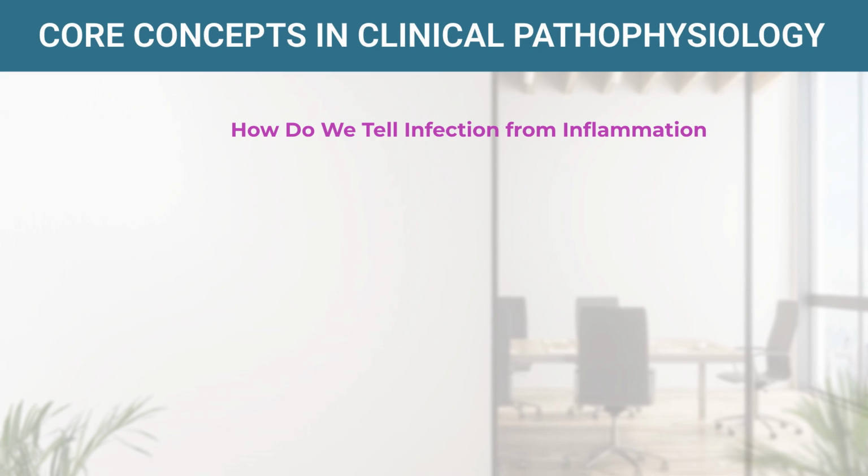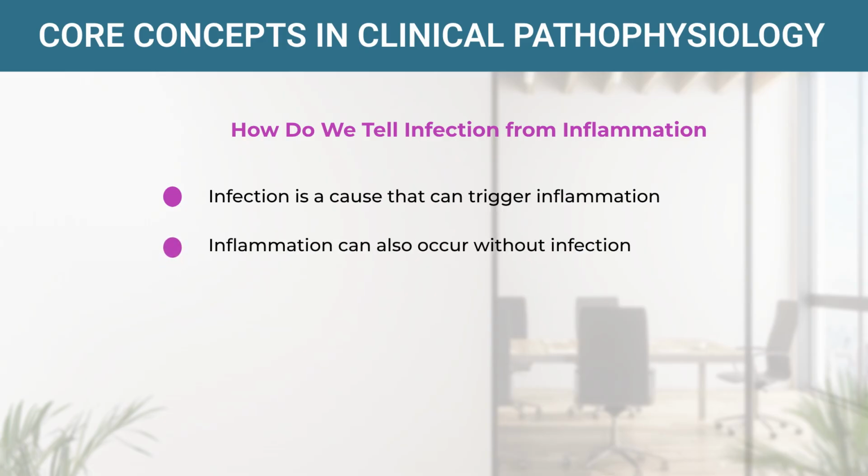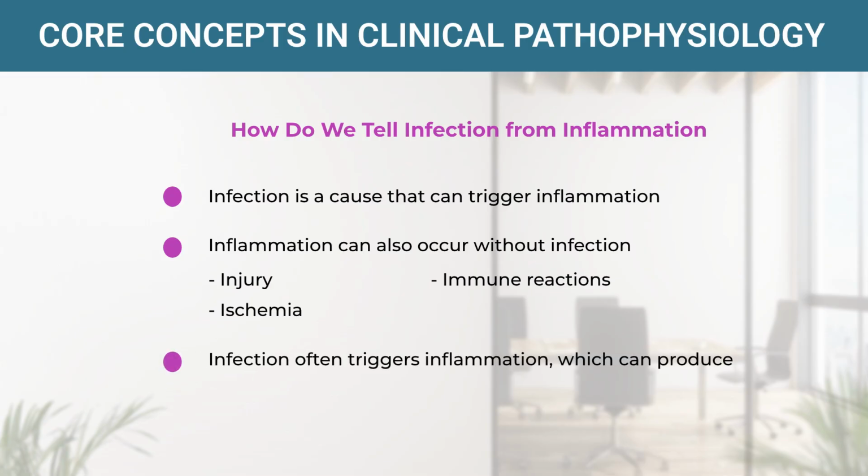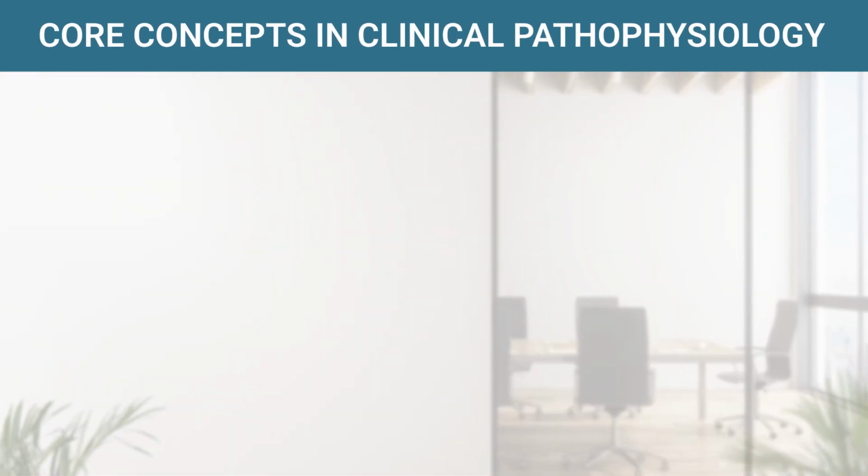How do we tell infection from inflammation? Infection is a cause that can trigger inflammation, but inflammation can also occur without infection. Some examples of these are injury, ischemia, and immune reactions. Infection often triggers inflammation, which can produce fever, pain, swelling, tachycardia, and fatigue. Having seen how to identify infection from inflammation, let's see how to differentiate using clinical indicators.